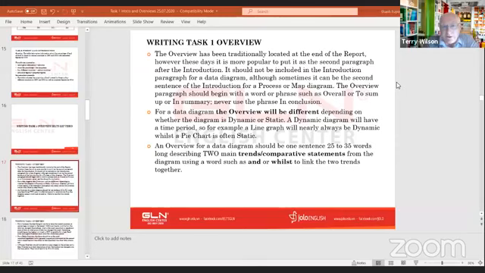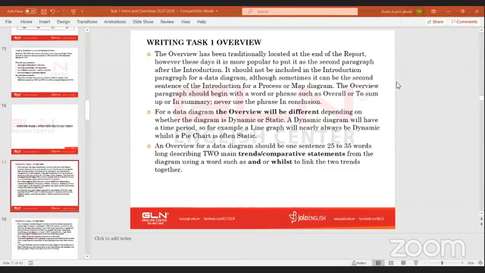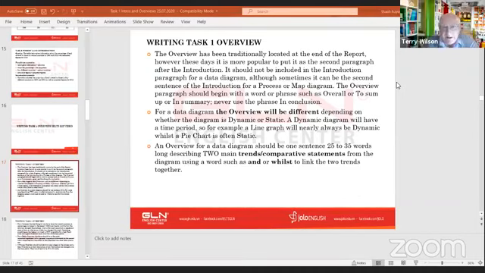The overview paragraph should begin with a word or phrase such as overall, to sum up, or in summary. Never use the phrase in conclusion. For a data diagram, the overview will be different, depending on whether the diagram is dynamic or static. A dynamic diagram will have a time period. So, for example, a line graph will nearly always be dynamic, whilst a pie chart is often static.